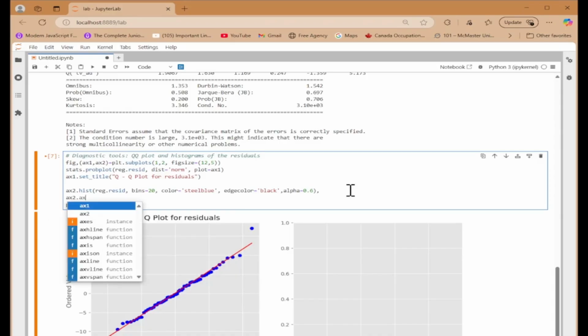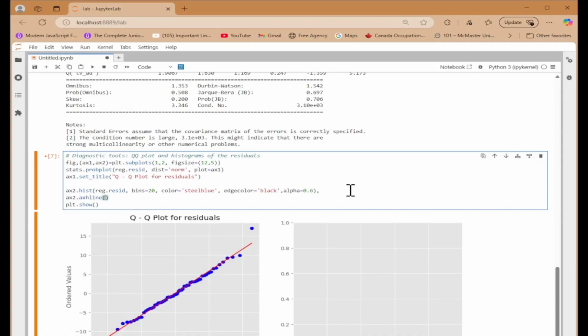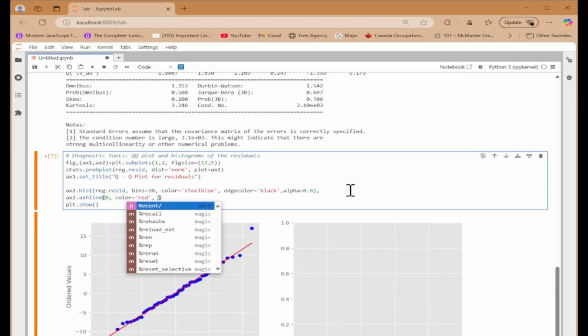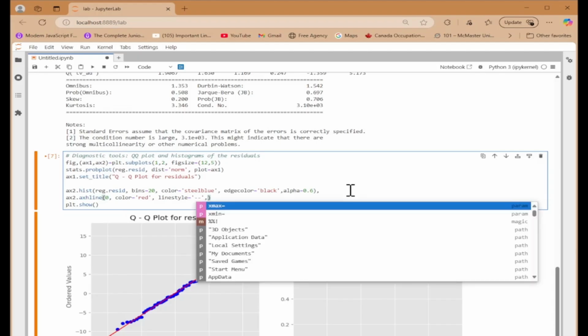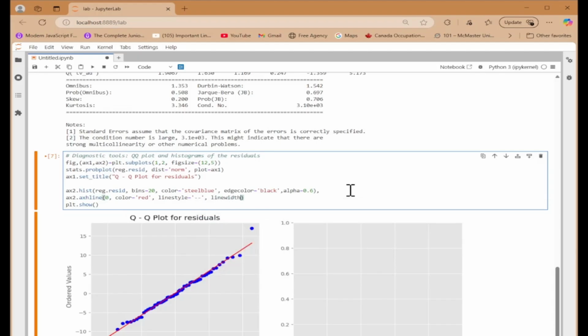ax2.axhline. I want to draw a horizontal line to show it differently. 0, comma, color equals red, comma, linestyle equals dash, comma, linewidth equals 2.